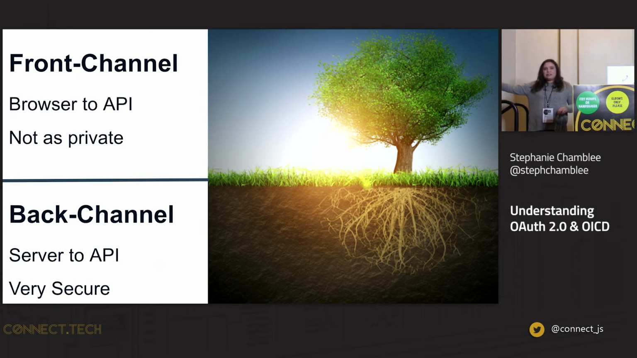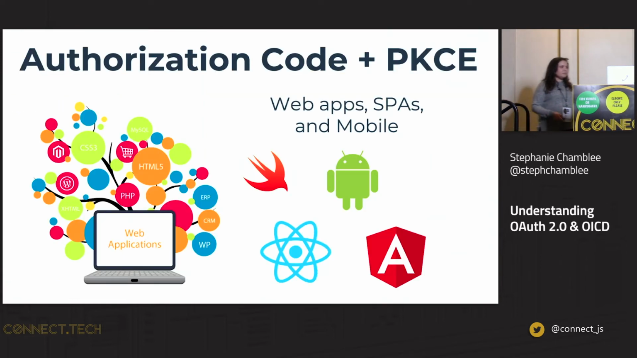So you have front channel communication and back channel communication. Front channel communication, basically if there's a browser involved and API requests are viewable in the console, or back channel, that's API to API, two backend servers communicating. Those two characteristics will help you determine which authorization grant to use. In the vast majority of cases, you'll be using the authorization code with PKCE.